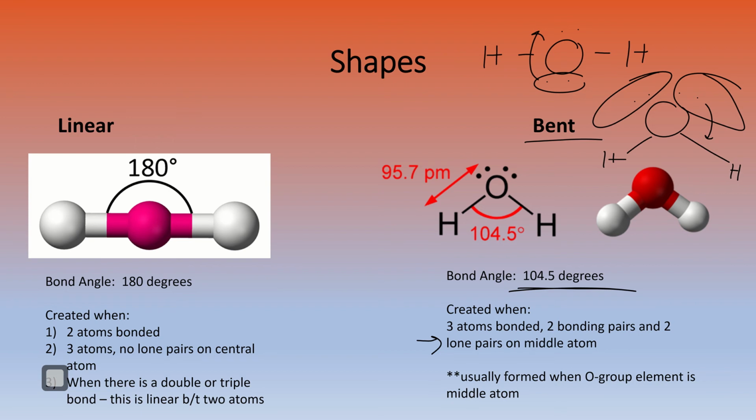104.5 degrees. It's crazy how this all has developed. It's just nature finding the best particular shape to be in to come to the lowest energy possible. One hint I can give you with this is it's usually formed when you have O group atoms in the middle. Okay, so oxygen, sulfur, selenium. If it's just those atoms and then it's two single bonds, we're going to form a bent molecule.